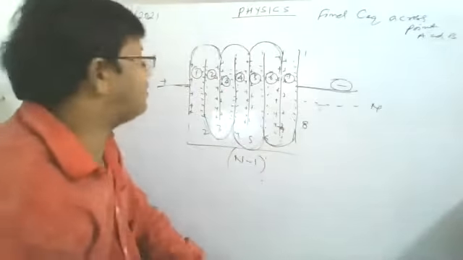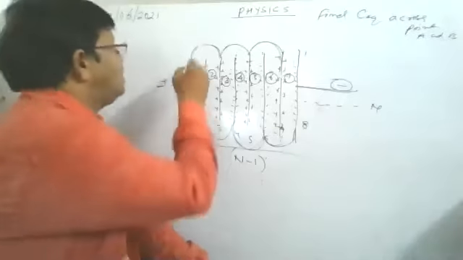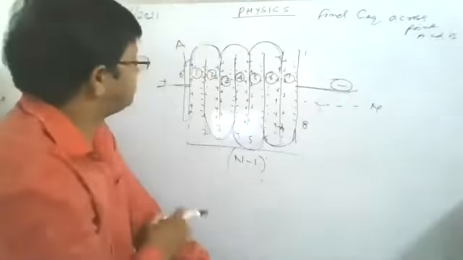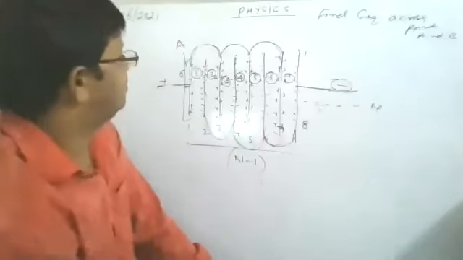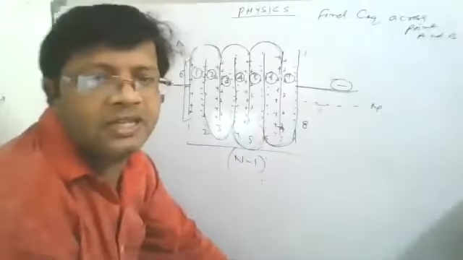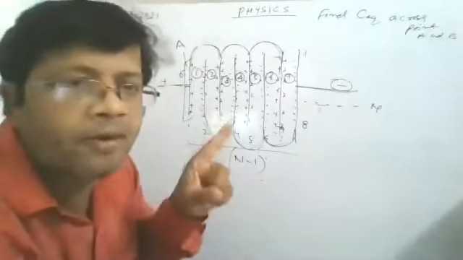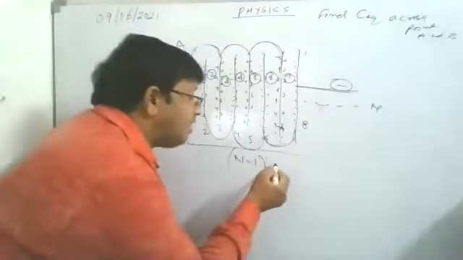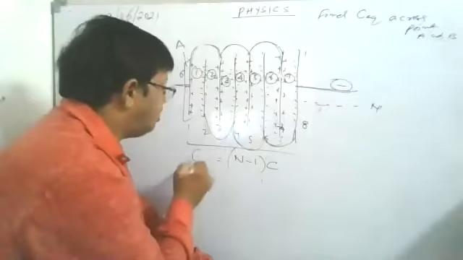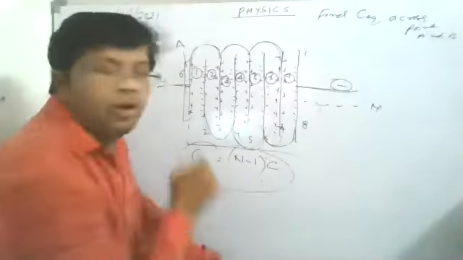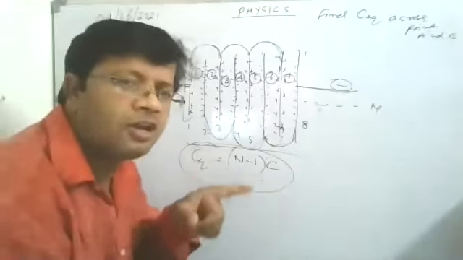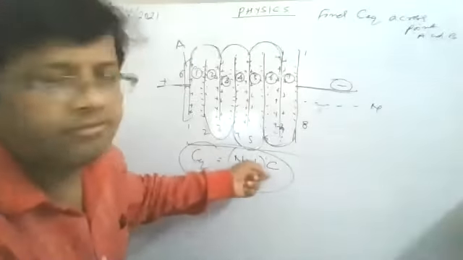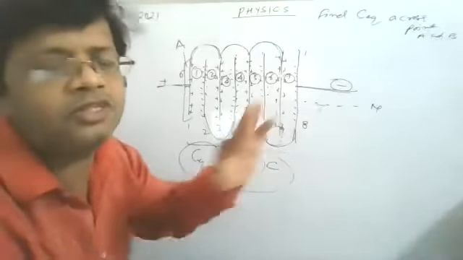If the plate area is A, and the charge density sigma, now tell me. The total number of capacitors formed is n minus 1. If each has capacitance C, then C equivalent is equal to n minus 1 into C, because in parallel combination C equivalent is equal to C1 plus C2 plus C3 plus C4. So you will just take n minus 1 capacitors into C simply.